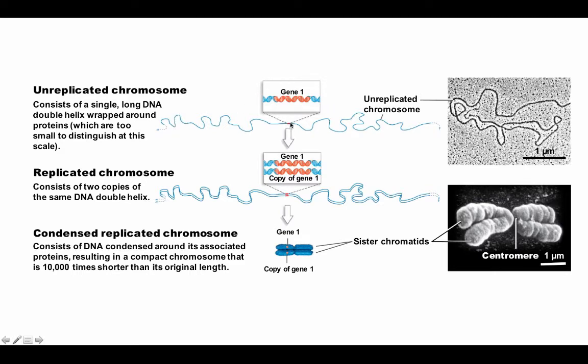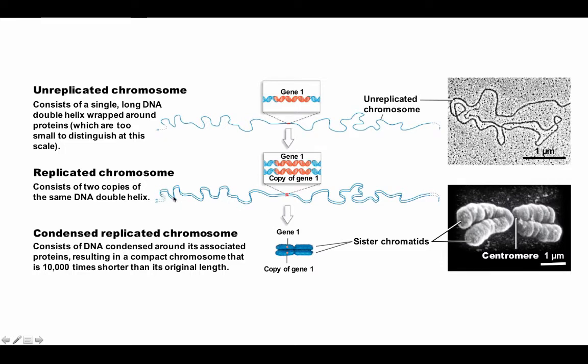We see one teeny little section that is a single gene. And it's going to be wound around these histone proteins, but in a very diffuse way. So this is the very diffuse form of DNA called chromatin. So the next thing that's going to happen is that this DNA is going to become replicated.